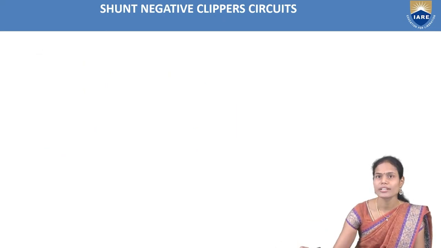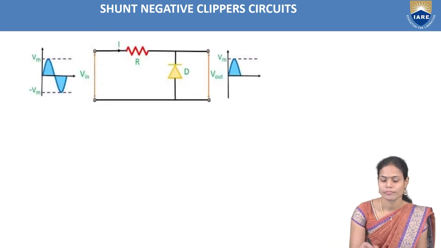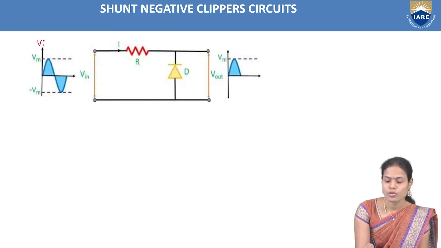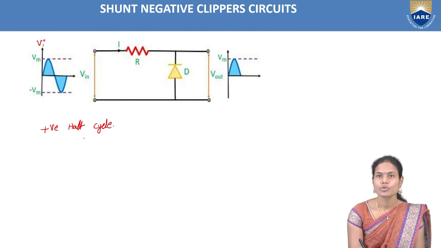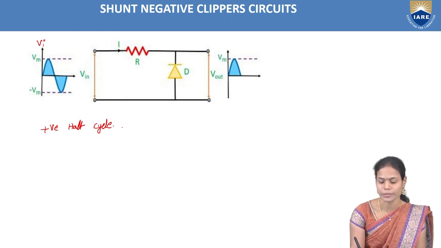So next one is the shunt negative clipper circuit. So it will remove the negative portion of the applied input signal. So again, to see the operation of the shunt negative clipper, I am considering the input signal as a sinusoidal signal. In that, I am considering the positive half cycle first. To make the shunt negative clipper, we just have to reverse the diode direction in the case of the shunt positive clipper. Then we will get the shunt negative clipper.